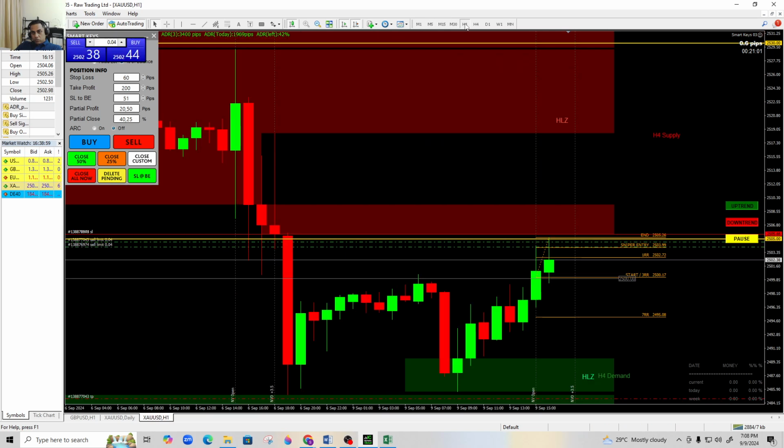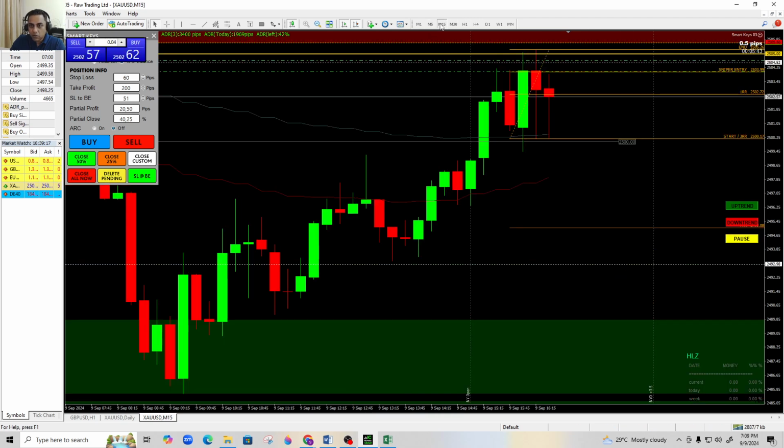So even on the H1 for now, 20 minutes, but we don't know. We don't know where this H1 is going to close. This H1 might just close above and continue higher. And once this H1 closes, that will be the open of the new H4 candle.